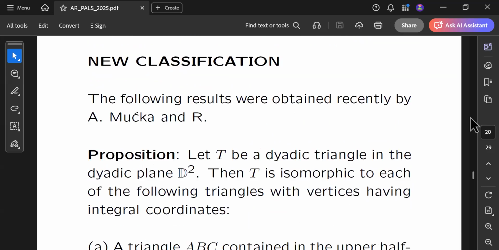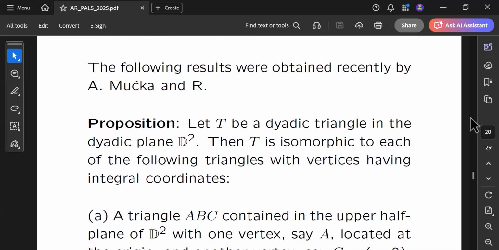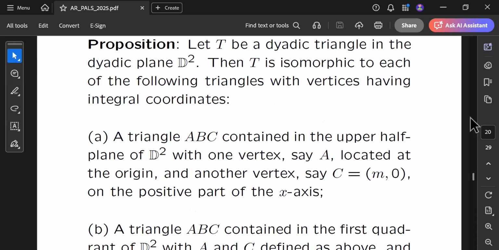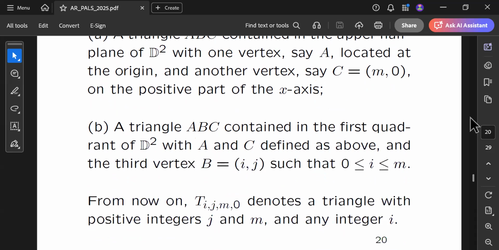So the new improved classification is the following. Assume that T is a dyadic triangle in the dyadic plane, then T is isomorphic to each of the following triangles with vertices with integral coordinates. The first one is a triangle ABC contained in the upper half plane of the dyadic plane, with one vertex, say A, located at the origin, another, say C, located on the positive part of the x-axis. Or this is a triangle ABC contained in the first quadrant, as in the previous theorem, with AC as above, but with third vertex B such that the first coordinate is between the points A and C. We usually denote such triangles T, I, J, and 0.